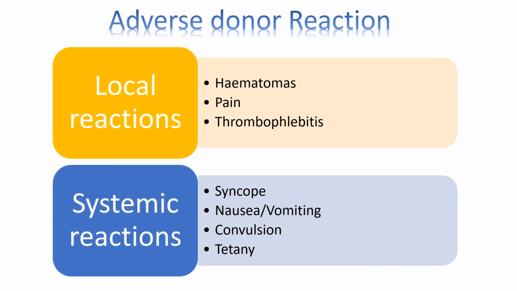As we all know, the adverse donor reaction is majorly divided into two parts, which are the local reaction and the systemic reaction. The local reactions can occur because of a problem in puncturing the vein. This can include pain, thrombophlebitis, and hematoma. Whereas systemic reactions include syncope, nausea, vomiting, convulsions, and tetany.